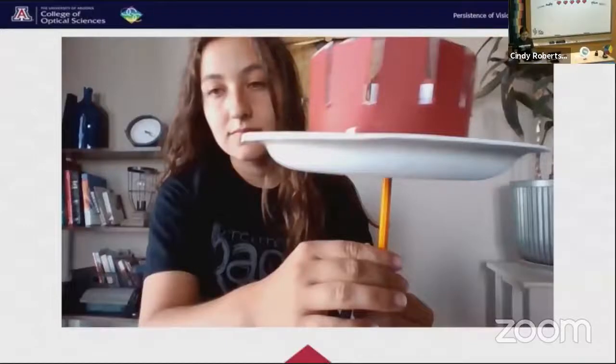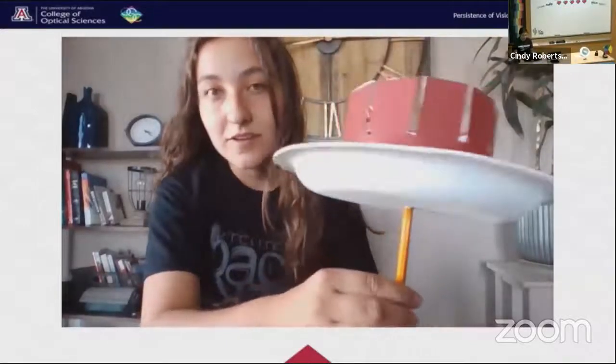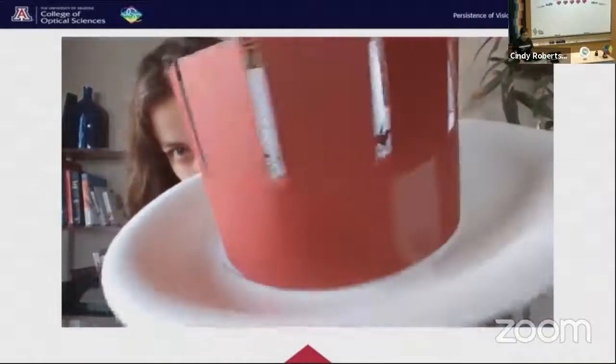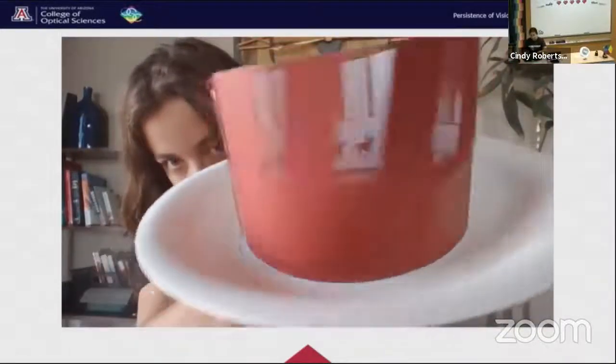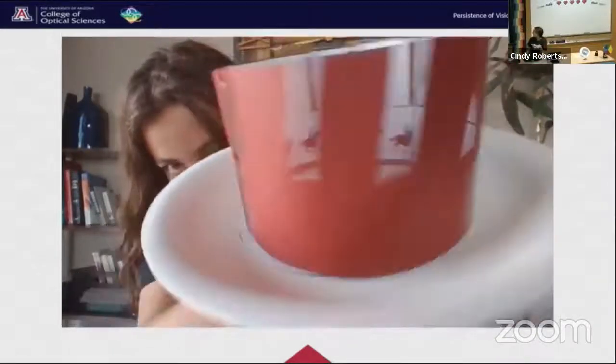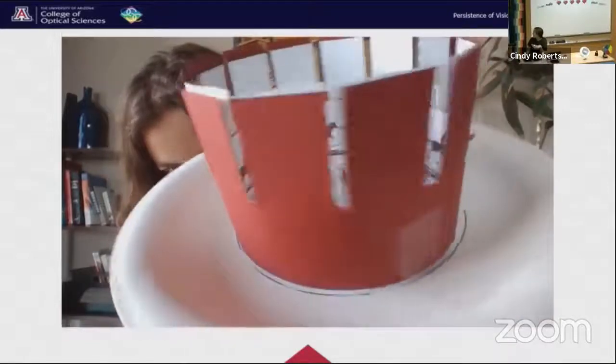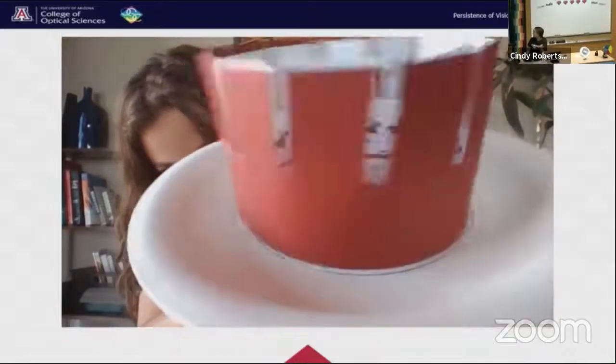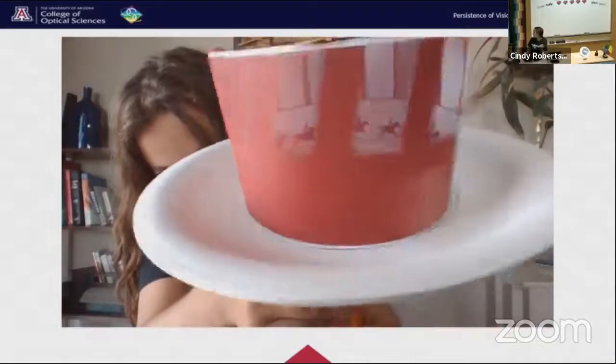So here's what it should look like. Here's a video from me earlier today. So I did the horses, and as you can see, it looks like the horses are galloping. I'm not swirling it continuously, but yeah. So I hope you're all able to do this at home.